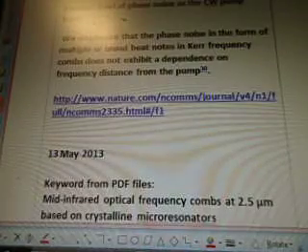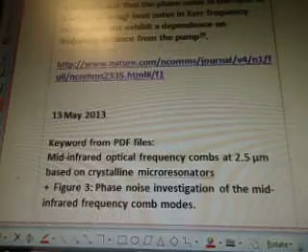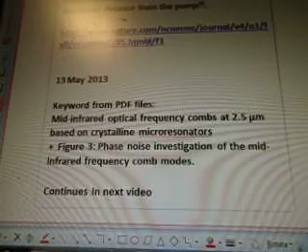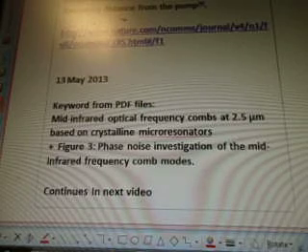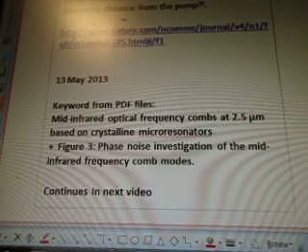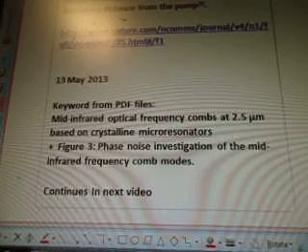So that's from www.nature.com. There's the link there. May 13th keywords, again, the mid-infrared optical frequency combs at 2.5 µm based on crystalline microresonators. Then we're going to look at Figure 3, the phase noise investigation of the mid-infrared frequency comb modes.